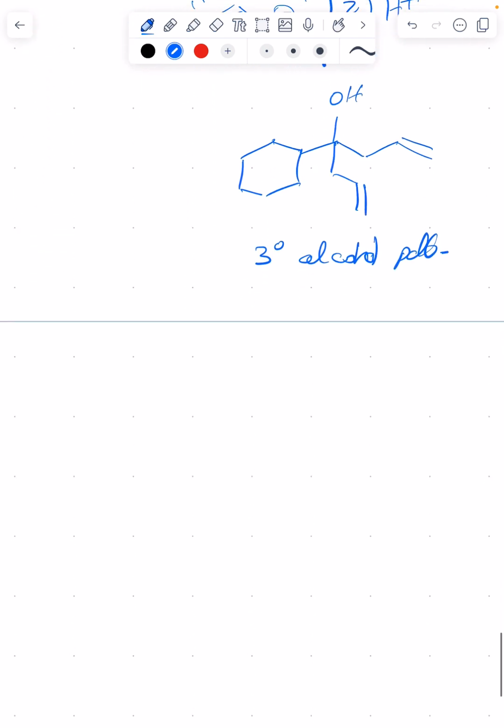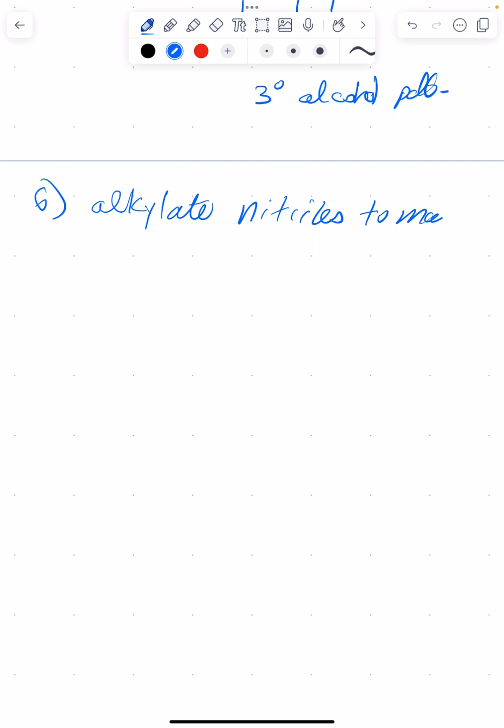So it turns out that you can alkylate. So I think this might be the 6th reaction we're talking about. Turns out that you can actually alkylate nitriles to make ketones.